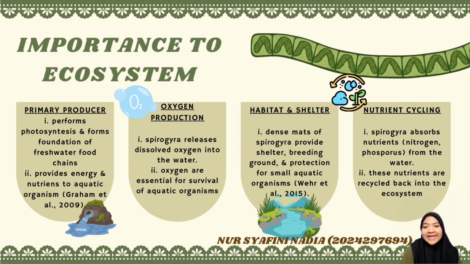Third, Spirogyra acts as a literal home. It grows in dense floating mats that provide critical habitat and shelter. These mats offer prime breeding ground and much-needed protection from predators for small aquatic organisms.